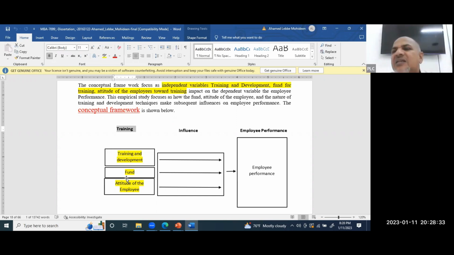Are they having enough fund for the training? How do you know that? Are they having training always or from time to time? How many times are they having it? So what is the level of the training? How much fund are they allocating for training? So you are going to get some information and put some questions on that fund related things. And training and development: what is the training system, the methodology? I will put some questions on that.